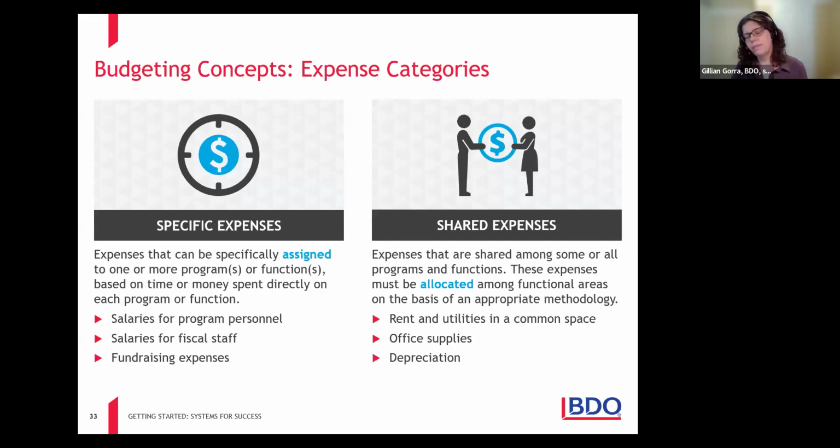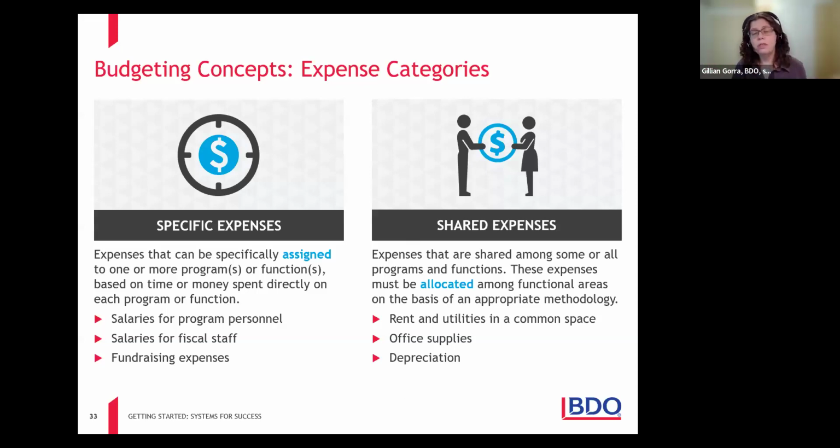every single month. So it's not fair to give the entire rent bill to just that admin function, because some of that rent is supporting your programming. And you want to acknowledge that, right? So shared expenses are expenses that are shared across the organization and need to be allocated by a specific methodology, right? We have to think about, okay, how am I going to allocate this?